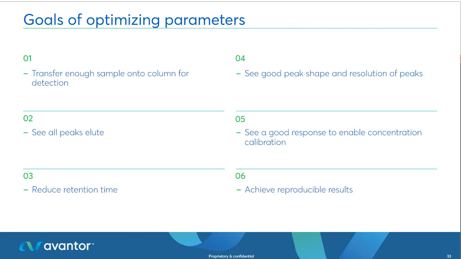And when we develop the method, we have a set of goals we want to achieve when we optimize parameters. So we want to transfer, 1, enough sample onto the column for detection. 2, we want to see all the peaks resolved. 3, we want to reduce the retention time as much as possible without sacrificing the chromatography. 4, we want to see good peak shape and resolution of the peaks. 5, we want to see a good response to enable concentration calibration after the method development has been done. And then 6, we want to achieve reproducible results.